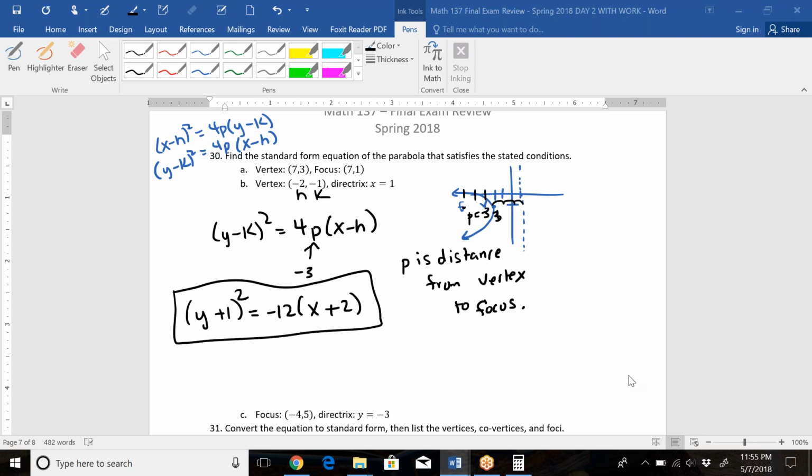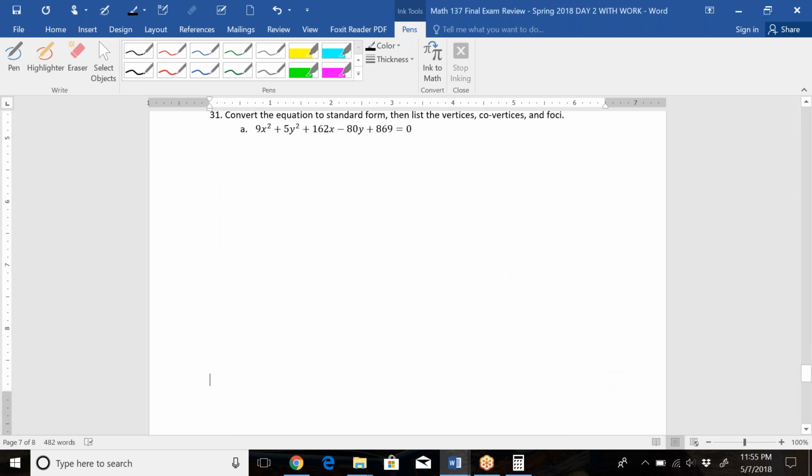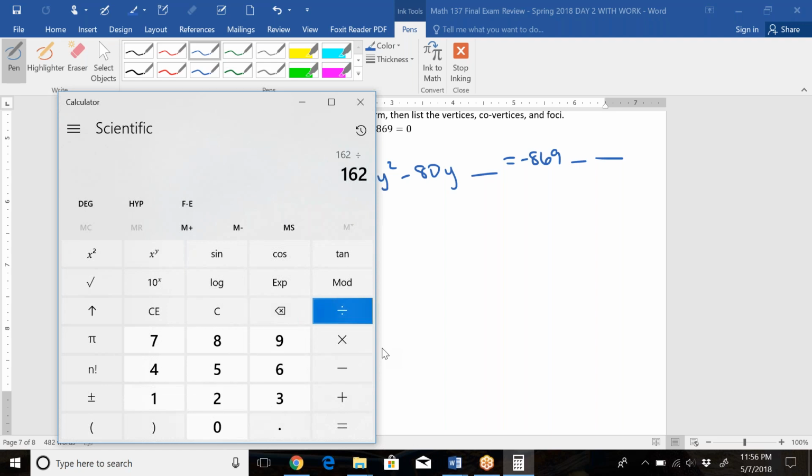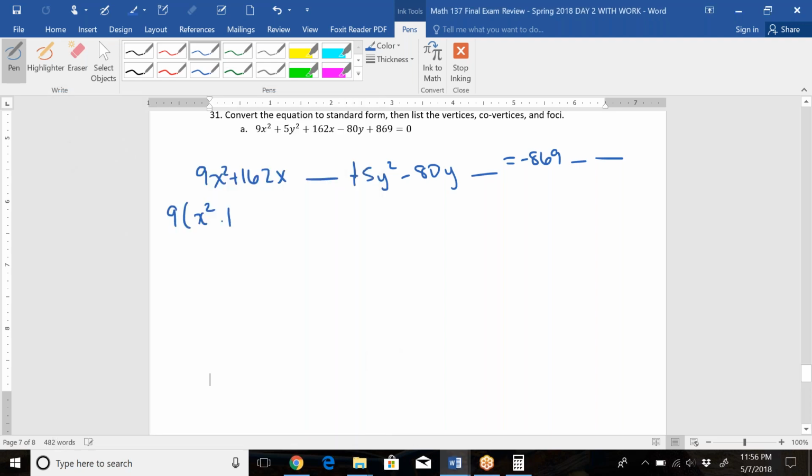Okay, so let's talk about the next one, which I believe has to do with the ellipse. So it says convert this to standard form and then tell me the vertices, covertices, and foci. So this is 9x squared plus 162x blank plus 5y squared minus 80y blank equals negative 869 blank blank. To complete the square, you have to pull out the leading coefficient first for each one of these. So 162 divided by 9 leaves me with 18x in the middle. Pull out the 5. That's going to be a minus 16y.